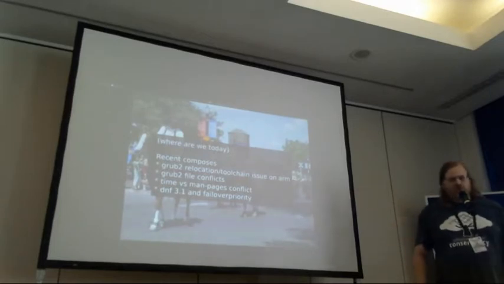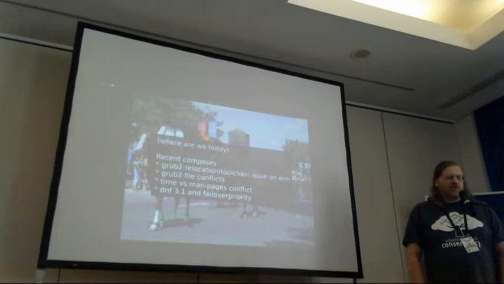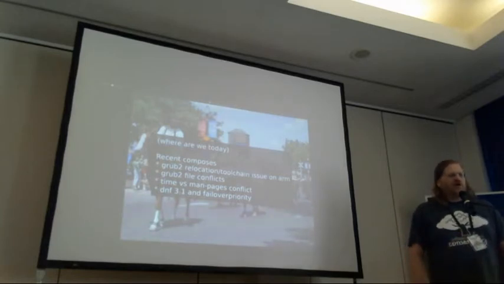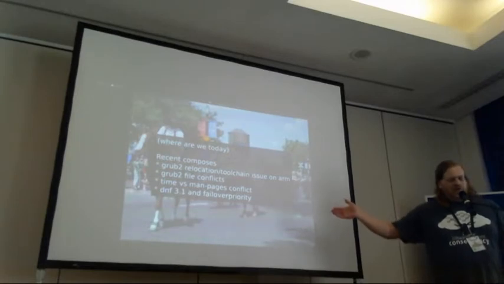The latest thing, which was just fixed yesterday by Adam Williamson: DNF 3.1 changed how it handles things in dnf.conf or yum.conf, the repo files. We have a failovermethod priority equals parameter, and Koji was passing this configuration in there for many years, I'm sure, with no value. So it was failover priority equals nothing. And DNF previously just ignored it. DNF 3.1 said traceback.